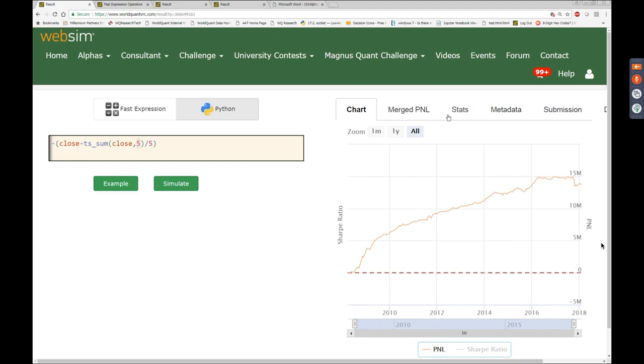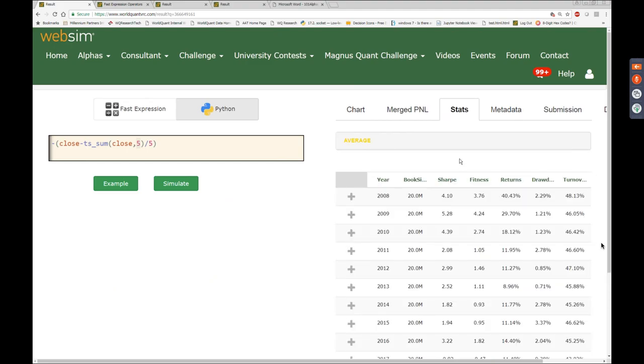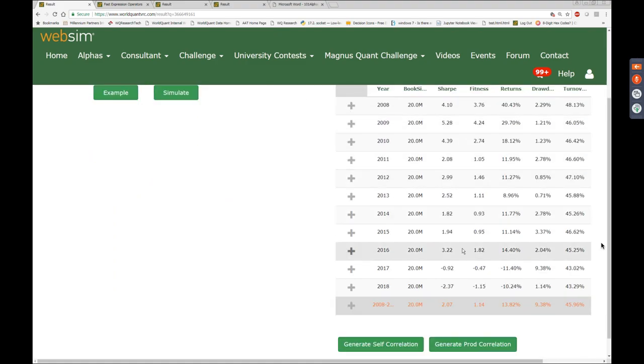Now that we have the simulation results coming in here, we see the P&L goes up, and now we take a look at the stats. We see a turnover of 46%, which is on the high side. The Sharpe of 1.4 and the fitness of 1.14 look promising.